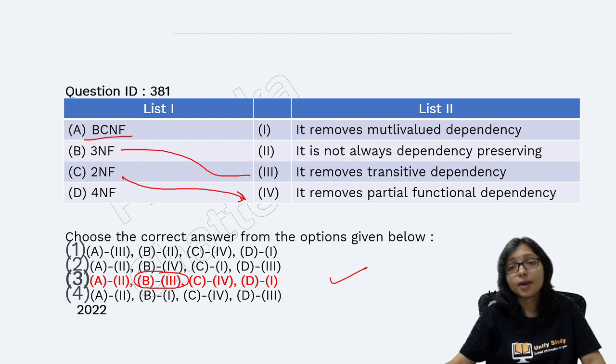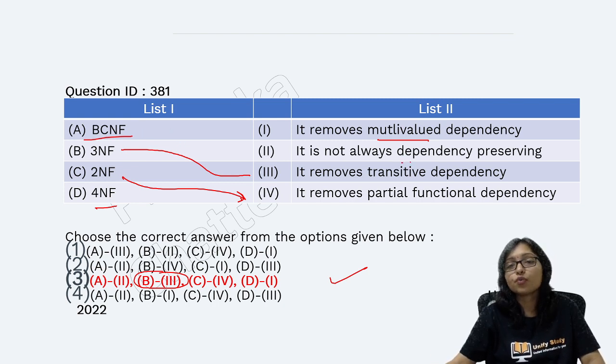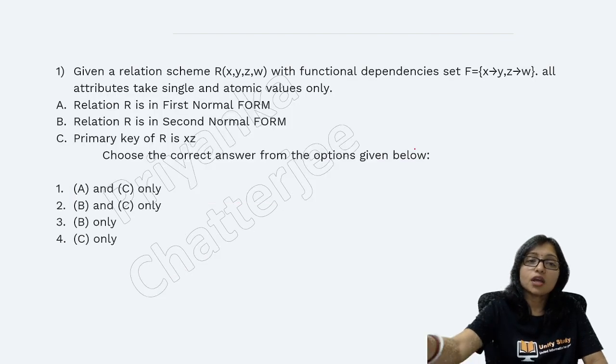See that the multi-valued dependency is actually part of 4NF. In 4NF we have to remove all multi-valued dependencies. That is the part of 4NF. And BCNF is not always dependency preserving. This is also something you need to remember.